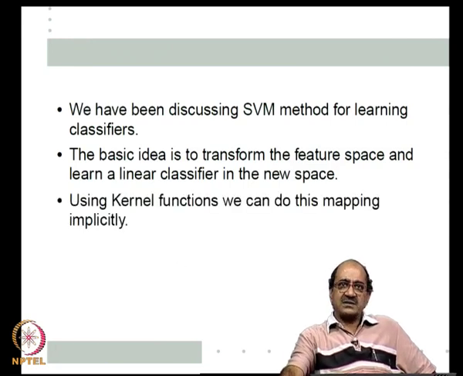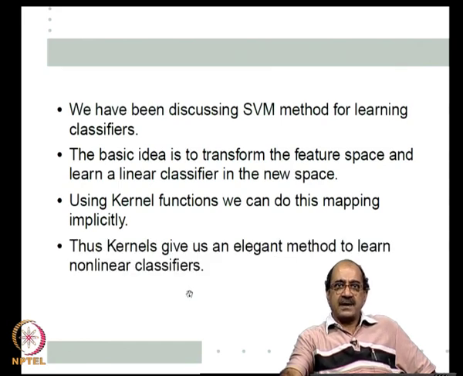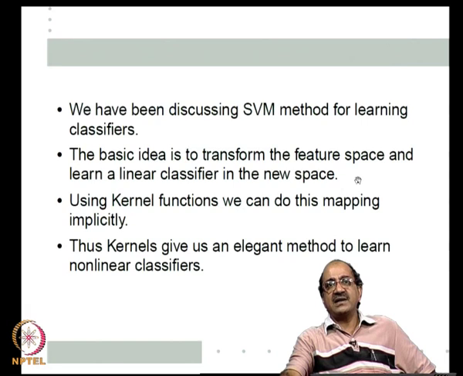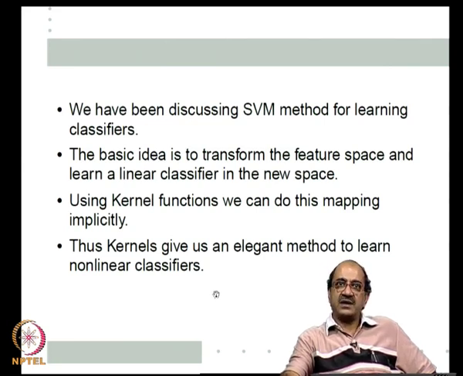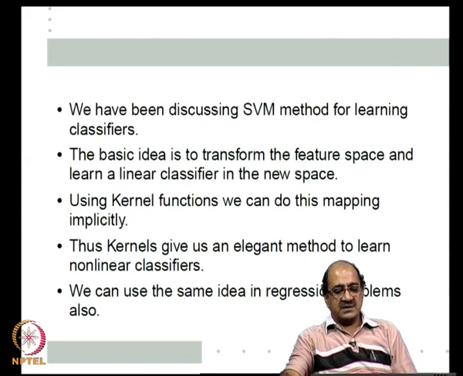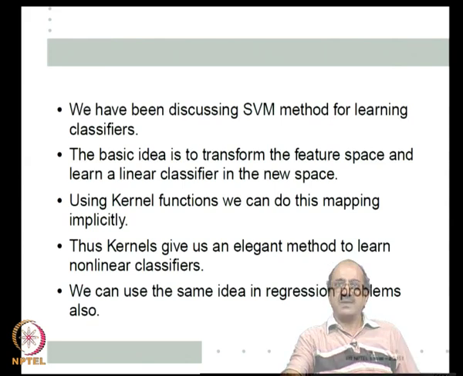The kernel function allows us to do this mapping implicitly, and thus kernels give an elegant method to learn nonlinear classifiers. Right. So, essentially what is a nonlinear classifier in the original space could be a linear classifier in the transformed space, and the kernel functions allow us to do this mapping implicitly. So, kernels give us an elegant way to learn nonlinear classifiers. Okay. The same idea can be used in regression and many other problems.